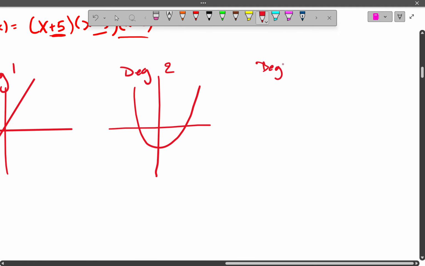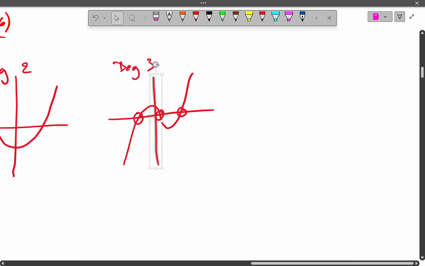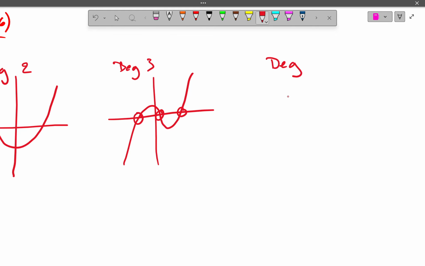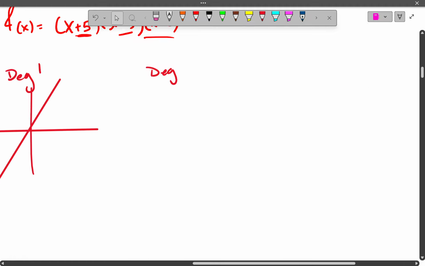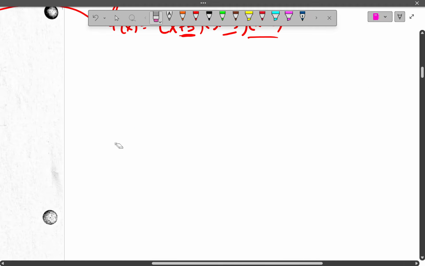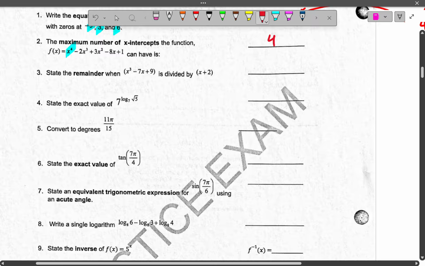Degree 3: the maximum times that it could pass through the x-axis would be 3 times. So there's once, twice, 3 times, and this same pattern will just follow. So if they'd asked you for something of a really high degree, like a degree 16 or a degree 7, rather than thinking too much about it, the maximum times it can pass through is 7 times. So going back to this question, when it asks for the highest number of zeros, it will give you 4. So there's your answer.